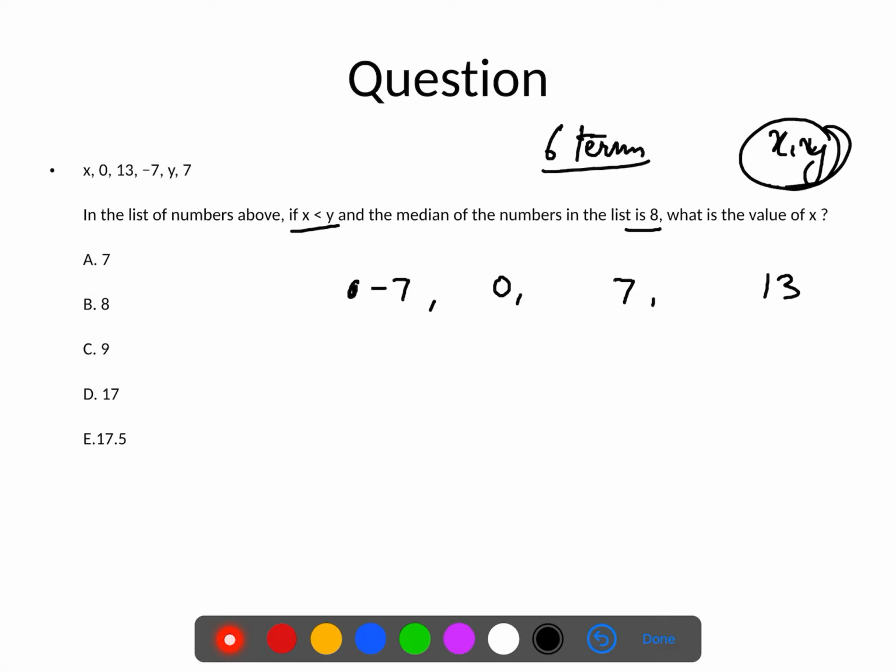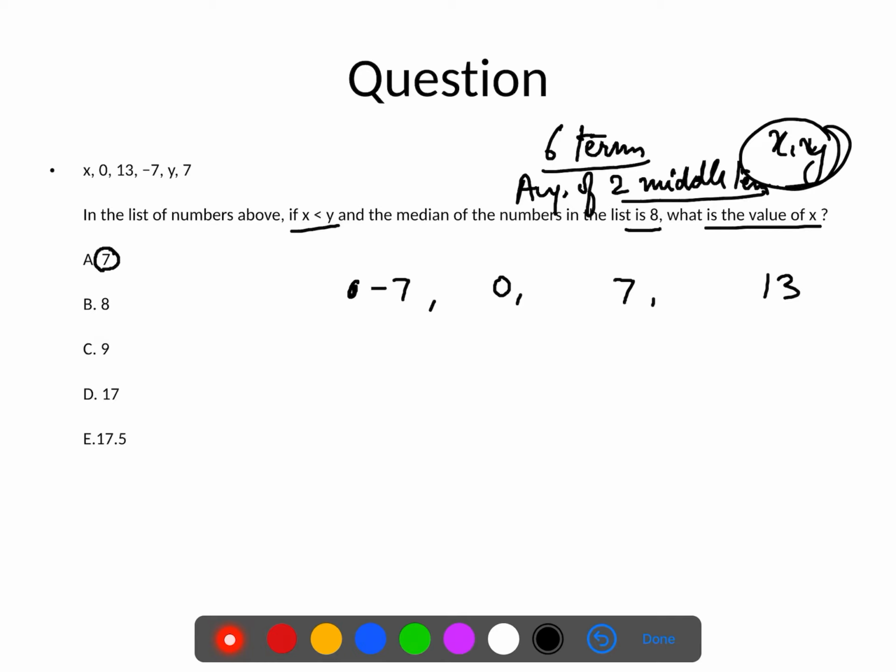Okay. And the median will be the average of the two middle terms. So that's pretty much clear in the first place. The question is, which of the following could be the value of x? Let's see the options. Let's say x is equal to 7.